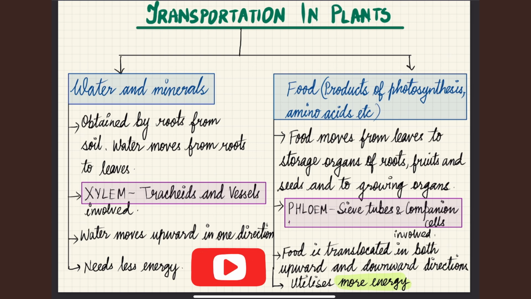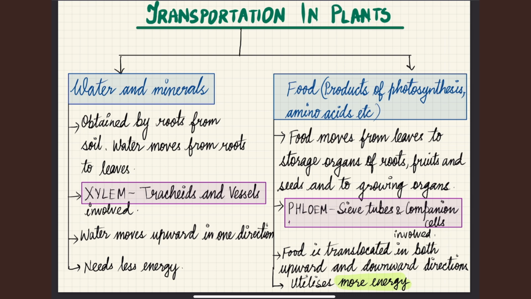And in today's topic, we are going to learn about transportation in plants. So, transportation in plants is segregated in two parts. One, the transport of water and minerals. Second, the transportation of food. And this process is also called translocation.